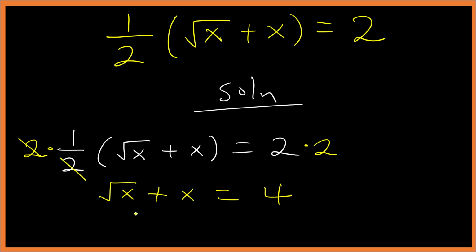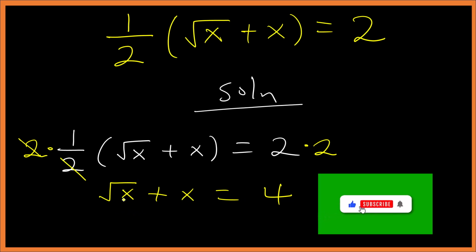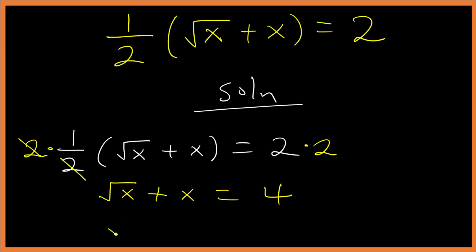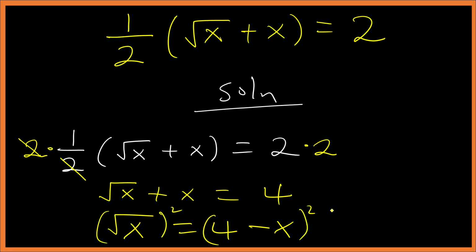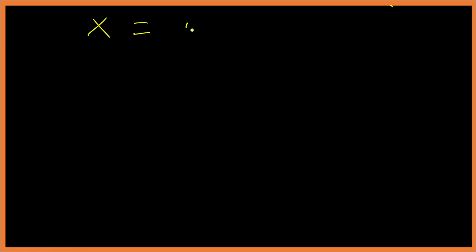Now what we are going to do here is to keep the radical on one side and send this x to the other side. So I'll write this one equals 4 minus x. We want to go ahead and square both sides in order to get rid of the root sign. So I will square both sides. This side will cancel, I will have x. I have x equals 4 minus x squared.